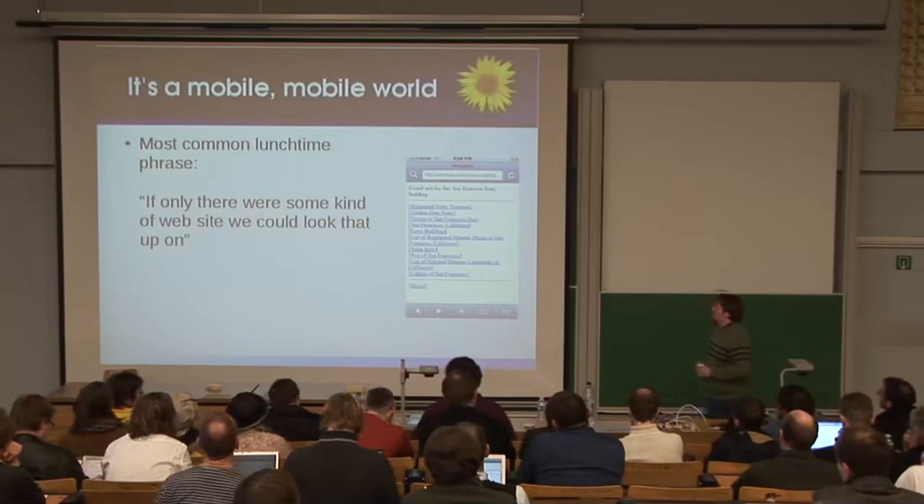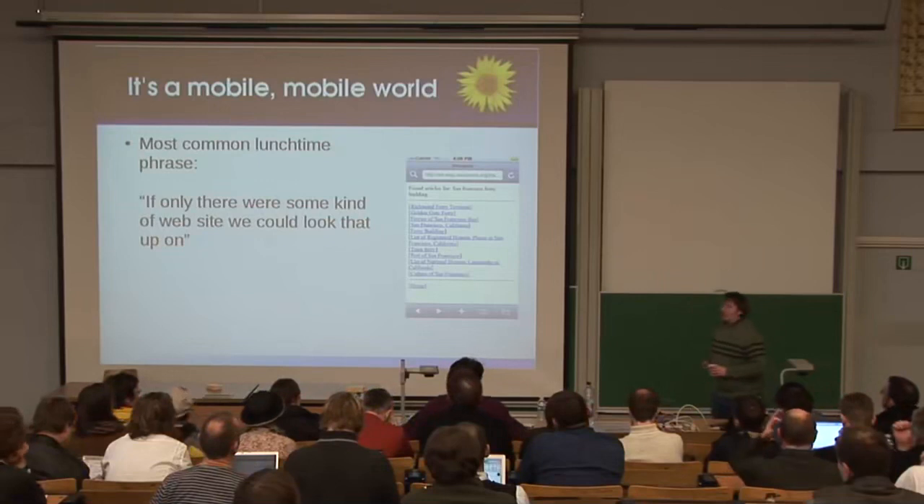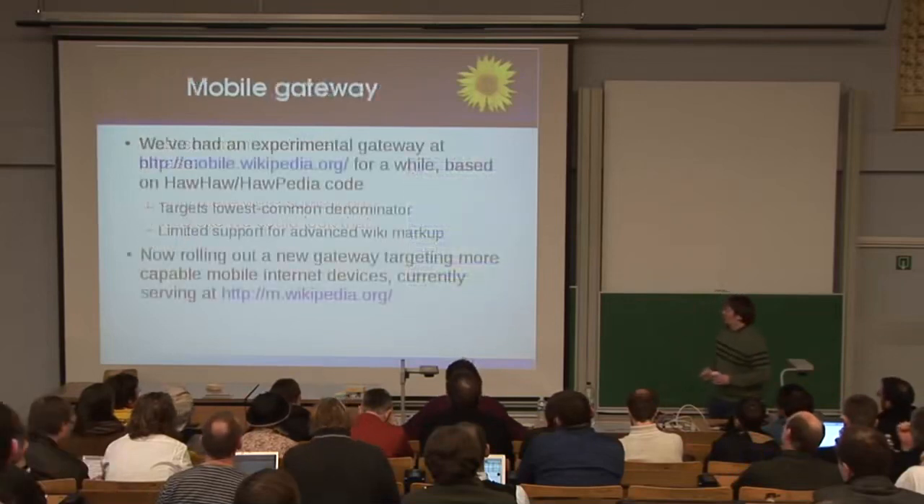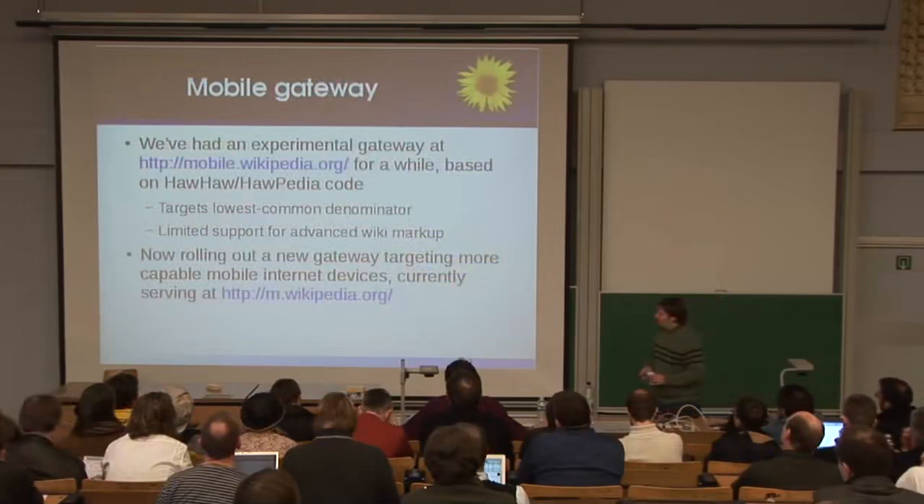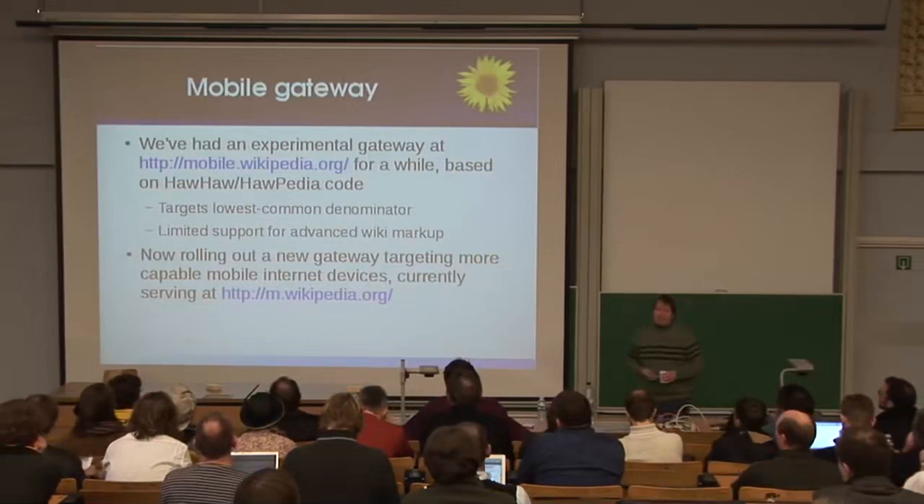So very frequently, we're out at lunch in San Francisco from the office, talking some kind of nonsense. Somebody says something or other, somebody else denies it's true. If only there was some way we could look it up, some kind of website. Well, we can, thanks to the internet. So for some time, we've had a semi-experimental mobile gateway. It's currently at mobile.wikipedia.org.